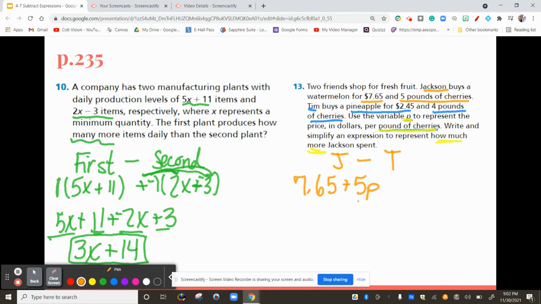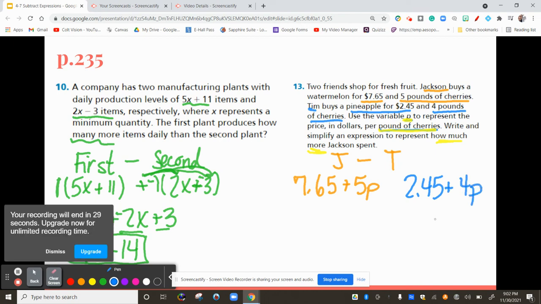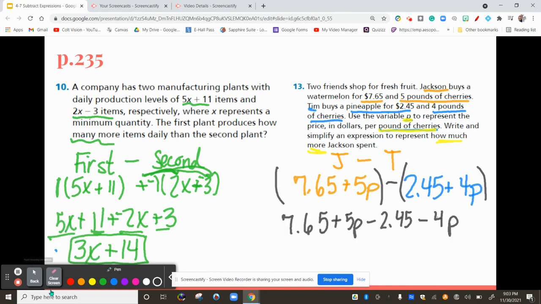So I'm going to write an expression for how much Tim spent. See if you can do the same. I'm going to do $2.45 for the pineapple and 4 pounds that cost P dollars per pound. So I'm going to subtract everything in Tim's expression away. So I have to subtract the $2.45 and I need to subtract the 4p.